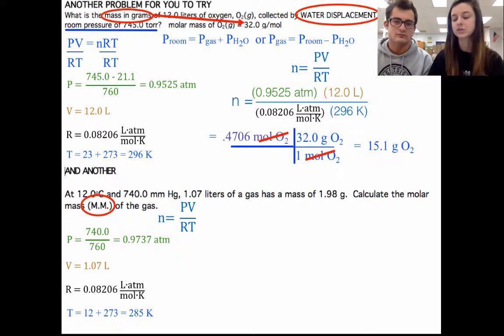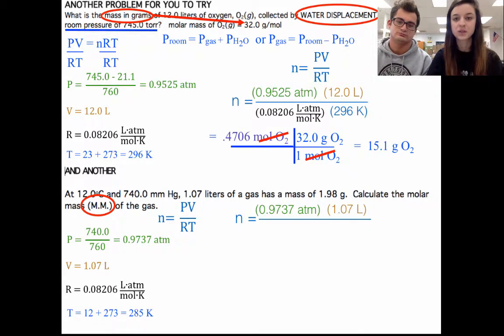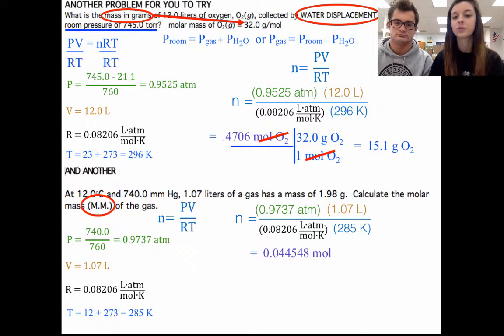What do you think we're going to do next, Josh? Well, now do we plug it into PV equals nRT, the rearranged one? Yes. So we're going to put 0.9737 atmospheres times 1.07 liters, and then we're going to divide that by the ideal gas law constant times the 285 Kelvin, and we end up with 0.044548 moles. So is that our final answer? Nope, because it's asking for the molar mass.